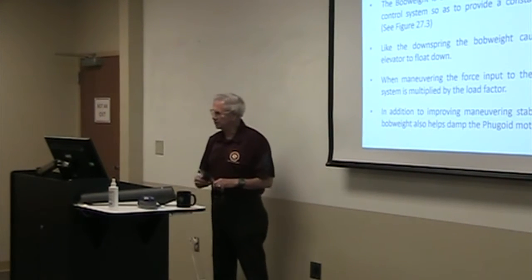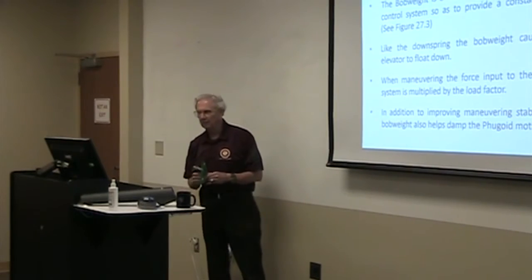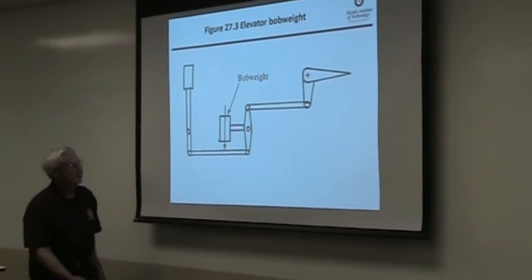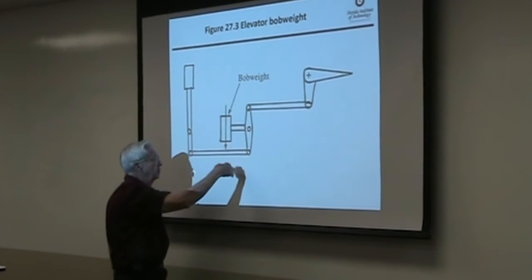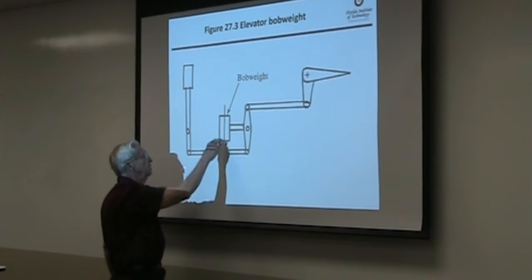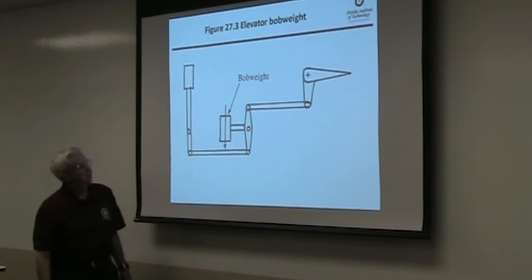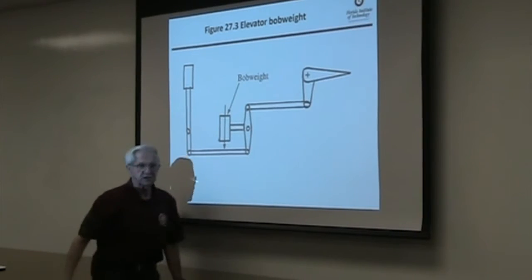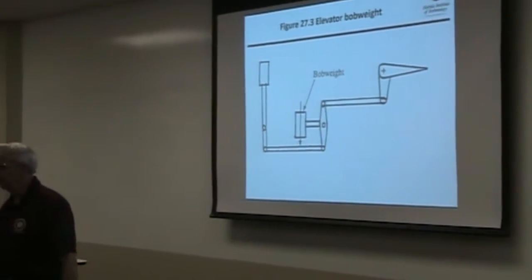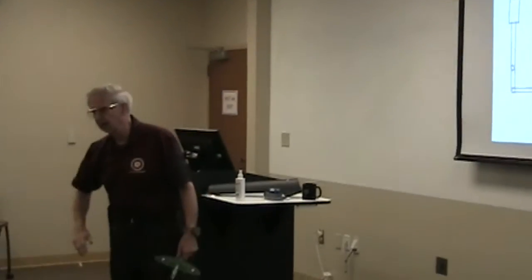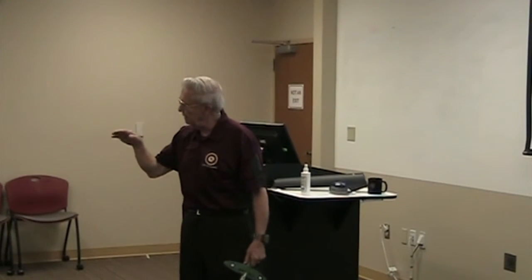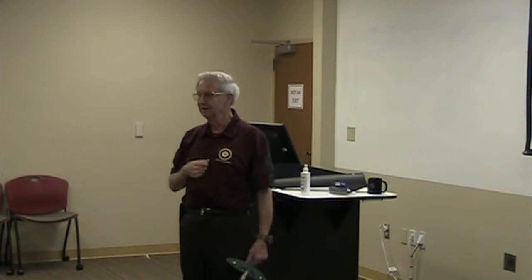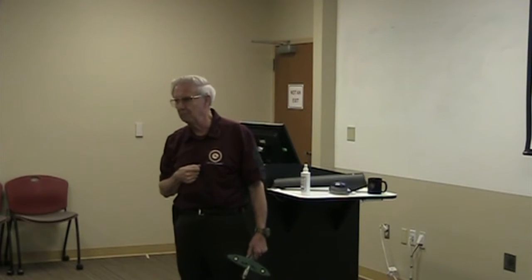Well, another device is called a bob weight. And a bob weight is a mass placed, in this case, forward of the center of gravity, here somewhere. It's a mass, and out on this arm it does the same thing that the downspring does. It causes the elevator to float down. Again, you've got to float it back to the trim position, so you have to have more trailing edge down trim tab.